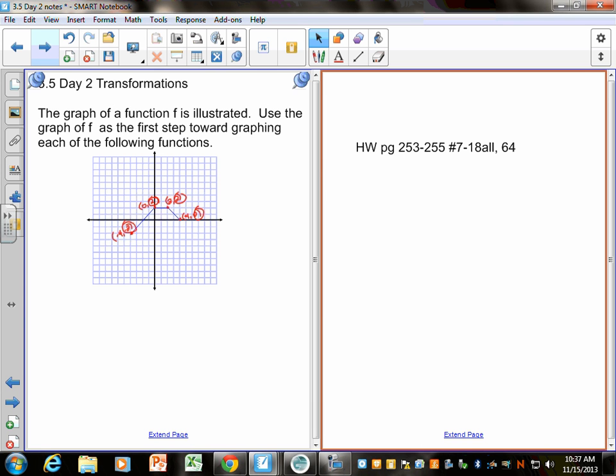You can do the long graph if you want. And then 64 is the one like this, where you have to actually graph what's happening. So 2, 4, 6. 7 or 6? 7.